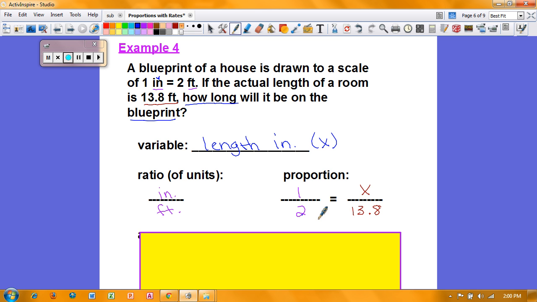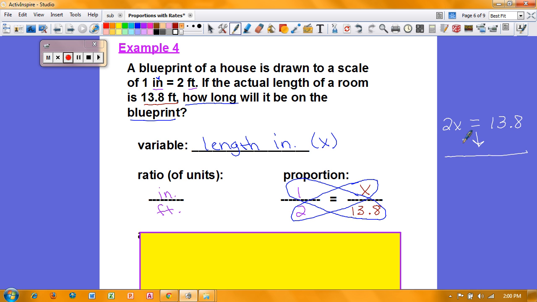So now that I have my proportion set up, I can solve. So I'm going to cross multiply. And I'm going to set those products equal to each other. So that means 2x equals 1 times 13.8, which we know would just be 13.8.